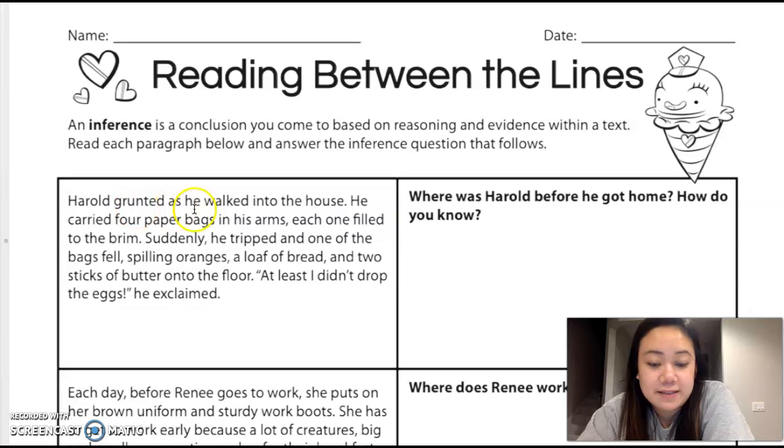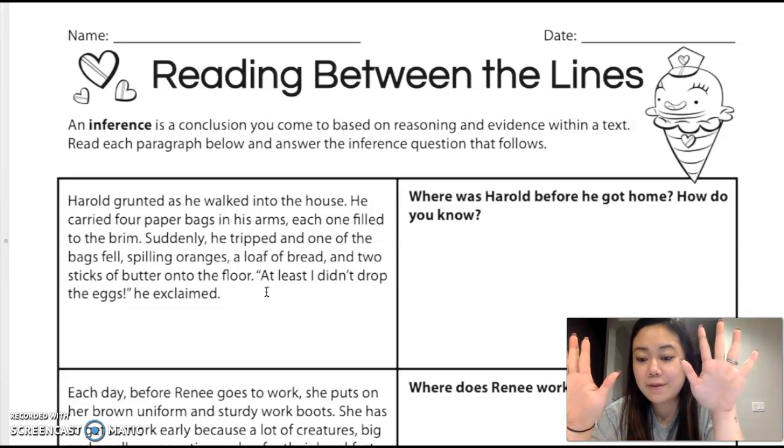Harold grunted as he walked into the house. He carried 4 paper bags in his arms, each one filled to the brim. Suddenly, he tripped and one of the bags fell, spilling oranges, a loaf of bread, and 2 sticks of butter onto the floor. "At least I didn't drop the eggs," he exclaimed. Stop. Think about it.